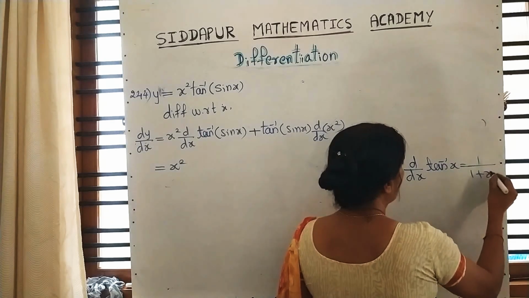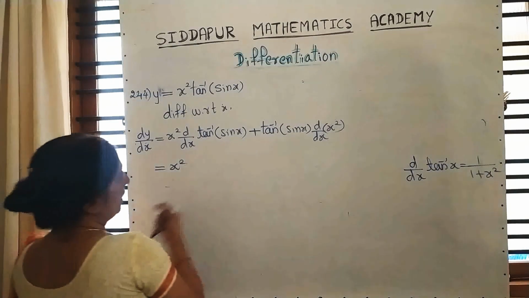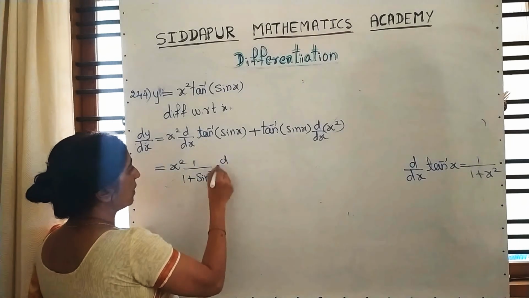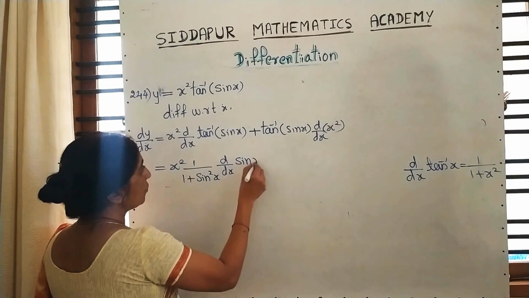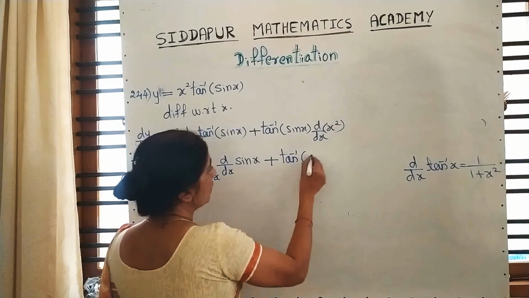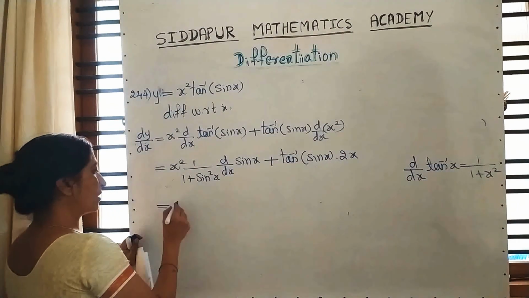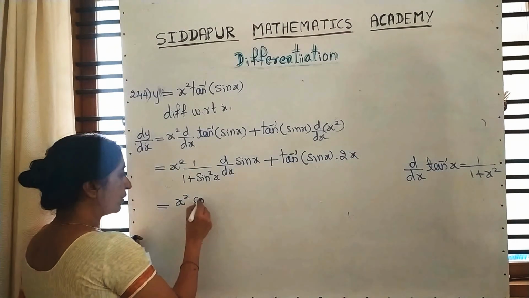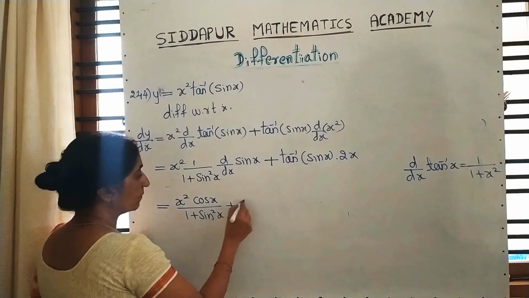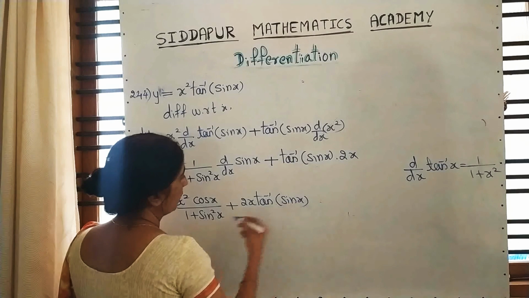1 upon 1 plus x square. In place of x what we have? sin x. That is 1 upon 1 plus sin square x into differentiation of sin x, plus tan inverse of sin x, add this. Differentiation of x square is 2x. Here next one, x square, differentiation of sin x is cos x. This is the final answer.